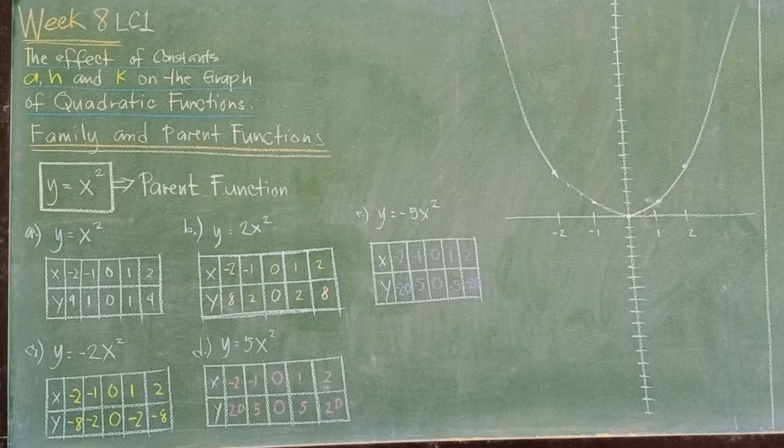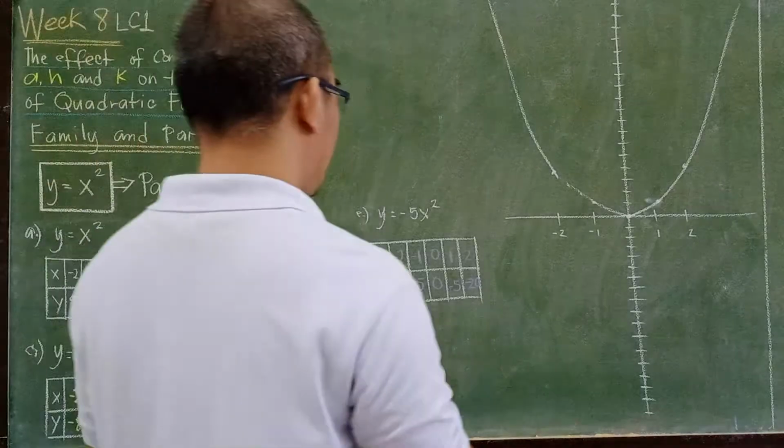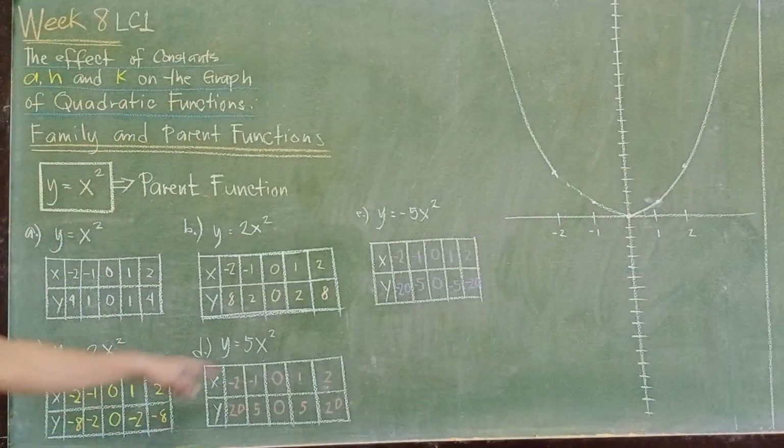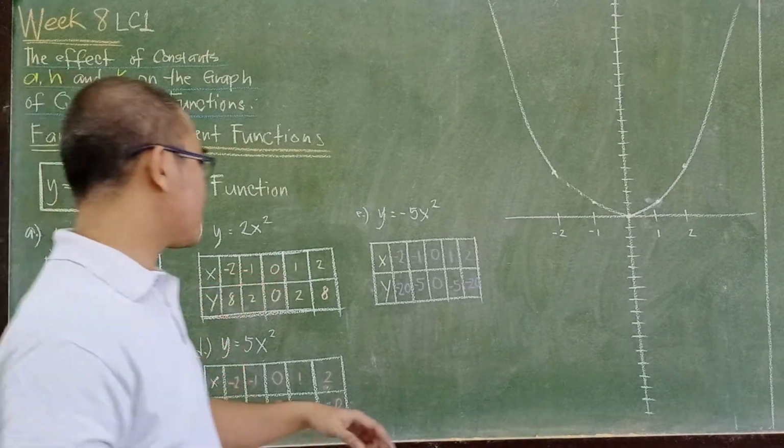Yung 1 natin para sa x, ang value niya para sa y is 2. And then 2 tapos 8, negative 1 tapos 2, tapos negative 2 tapos 8. So yun yung magkakapares. So try natin i-plot yung 0, 0. So dito yung 0, 0. Next is 1 and positive 2.